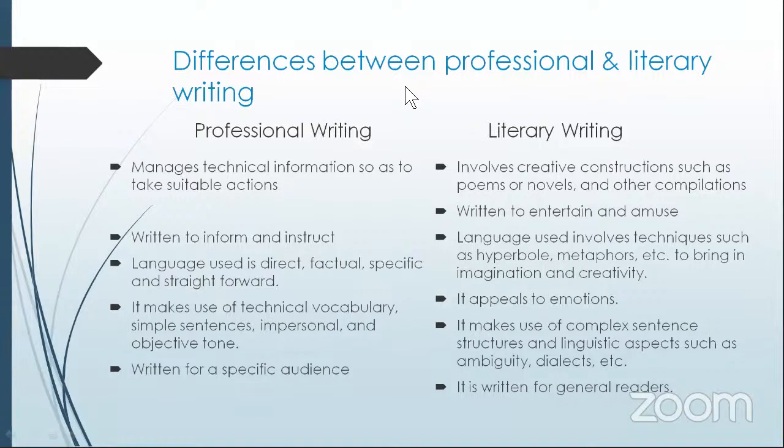Continue with what we were doing. So it appeals to your emotions. Yes, these things we know. It makes use of complex sentence structures and linguistic aspects such as ambiguity and dialects. Now, this is what we mean by what kind of language is allowed. Dialects are not allowed. You are always expected to use a standard language. Whichever is the standard language practice, you will have to use that. This is where your structure and grammar come in handy. You need to be very well versed with it, otherwise it's going to be difficult.